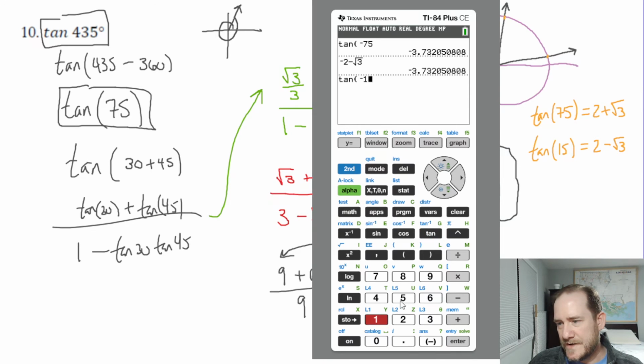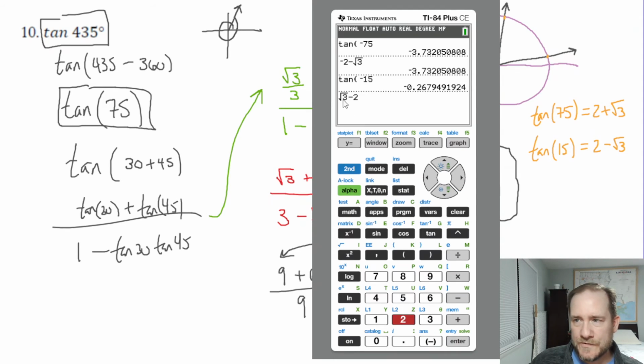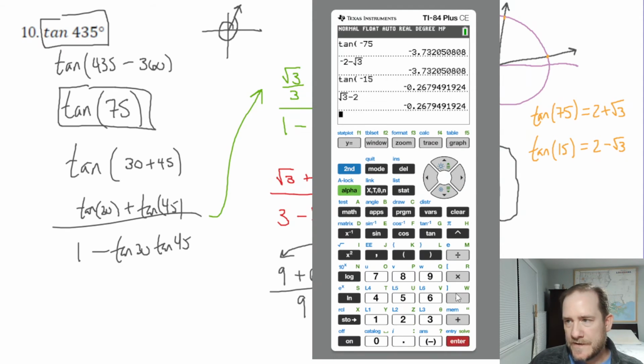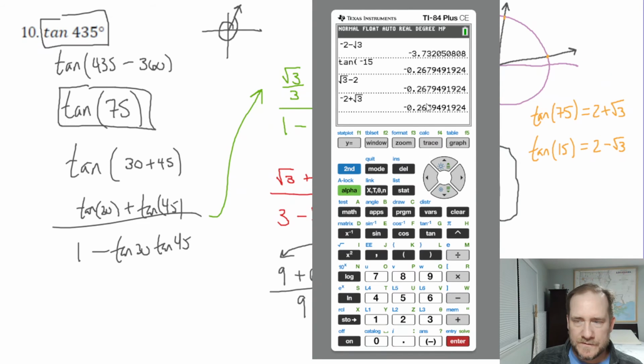Tangent negative 15 being the other one. That should be a small negative. And you could get that 2 ways. You could say root 3 is small while 2 is big. So if I do root 3 take away 2, that's going to be a small negative. There you go. Tangent of negative 15 is that expression. Although I did say negative 2 plus root 3 is sort of the way I'd prefer you to give that expression. But it's still worth the same thing, right?